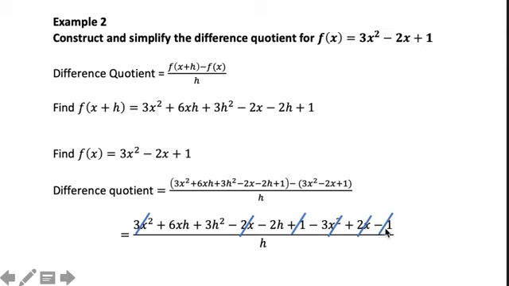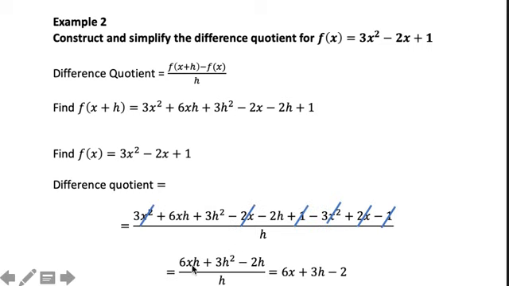So every one of these, negative 1, positive 2x, negative 3x squared, all cancel. So the only terms left are 6xh plus 3h squared minus 2h. And I can divide an h out of each one of those. So I end up with 6xh divided by h is 6x, 3h squared divided by h is 3h, and negative 2h divided by h is negative 2. And that's the difference quotient.